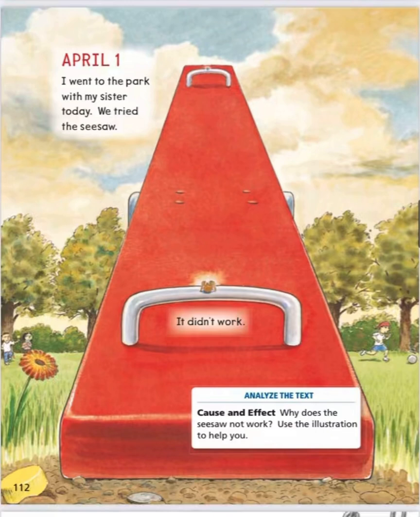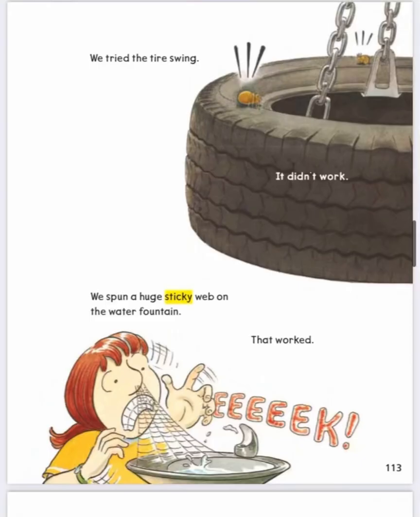April 1st. I went to the park with my sister today. We tried the seesaw. It didn't work. Analyze the text. Cause and effect. Why does the seesaw not work? Use the illustration to help you. We tried the tire swing. It didn't work. We spun a huge sticky web on the water fountain. That worked. Eek!